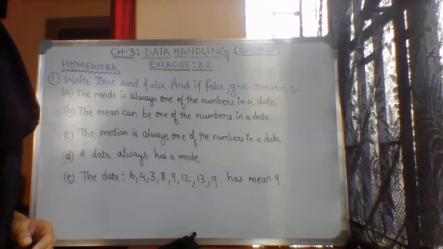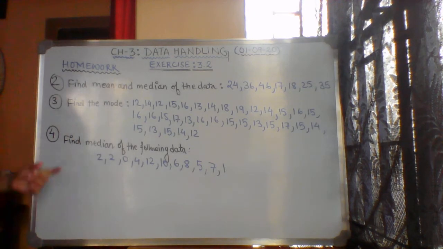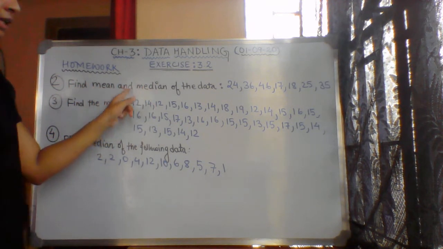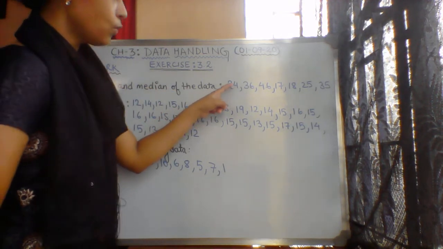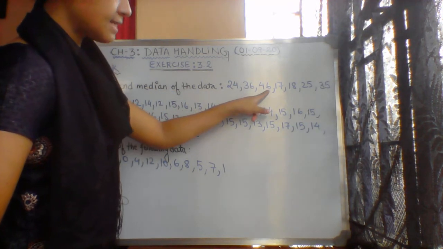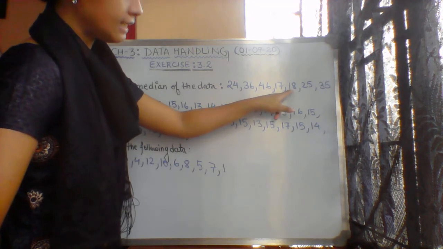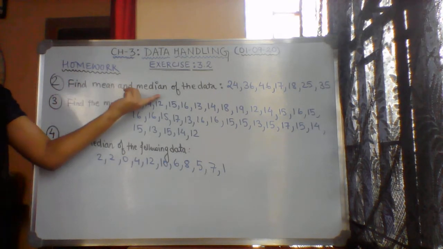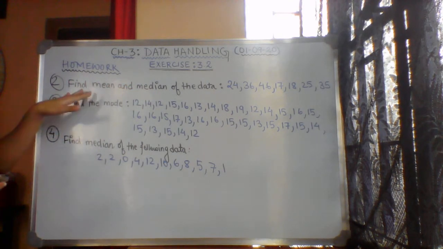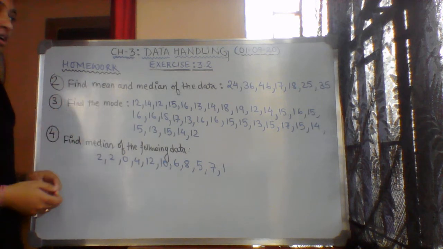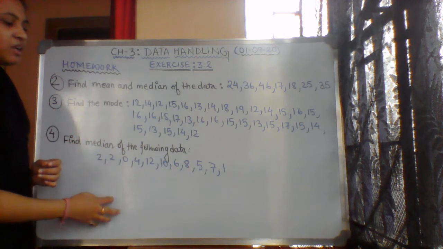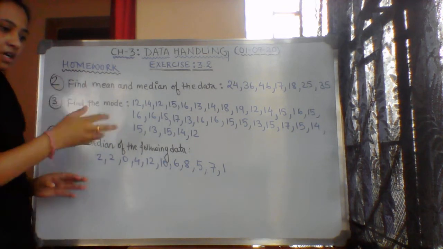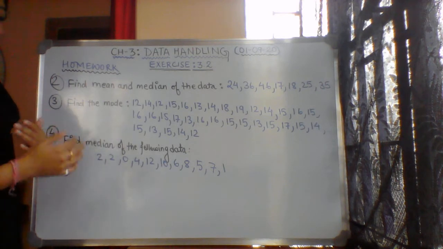Moving on to the next questions. Now here is the second question for your homework. Find mean and median of the data 24, 36, 46, 17, 18, 25, 35. You have to find both mean and median. Also see whether the mean and median values are comparable or not, near to each other or not. Study your answer itself. You will be learning more.